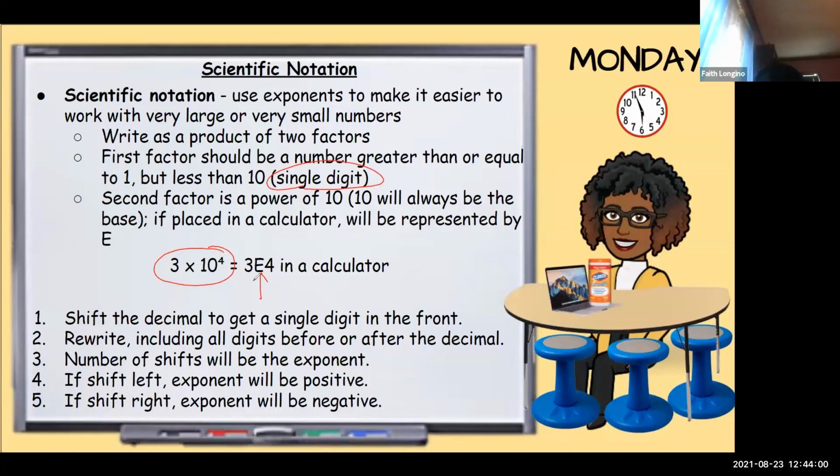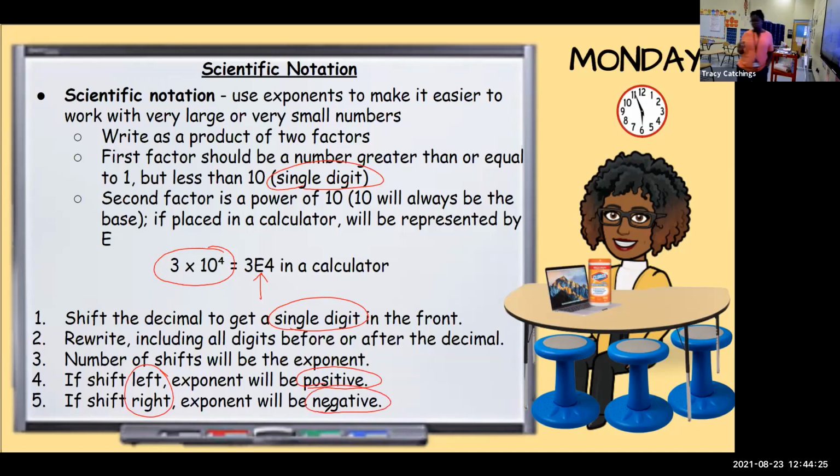1230. All right, so our first step tells us we're going to shift the decimal to get a single digit in the front. The second step will tell us we're going to rewrite, including all those digits that'll be before or after the decimal. The third step, we're going to pay attention to the number of shifts, and that will be our exponent. And then, of course, we pay attention to how we shifted. If we shifted left, we will have a positive exponent, and if we shifted right, we will have a negative exponent.